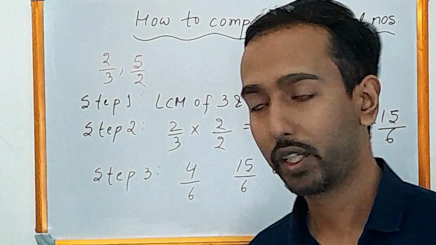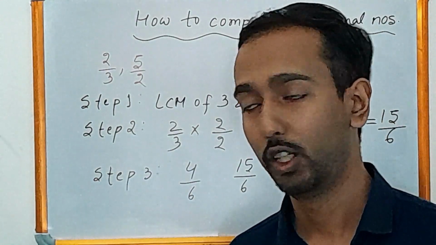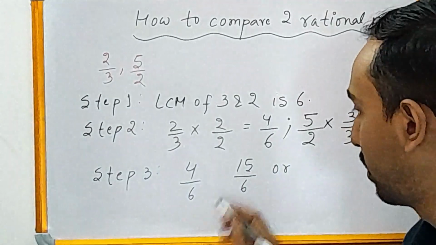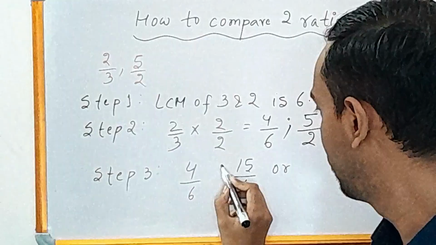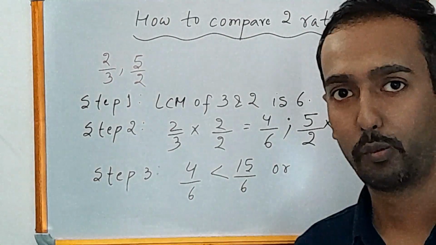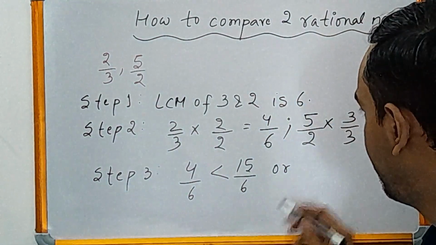So after making the denominators equal, we can easily compare the two rational numbers by comparing the numerators. So we see that 4 is less than 15. So we will put a less than sign in front of 15 by 6. So 4 by 6 will be less than 15 by 6, and now we can compare the original numbers. Very easy.